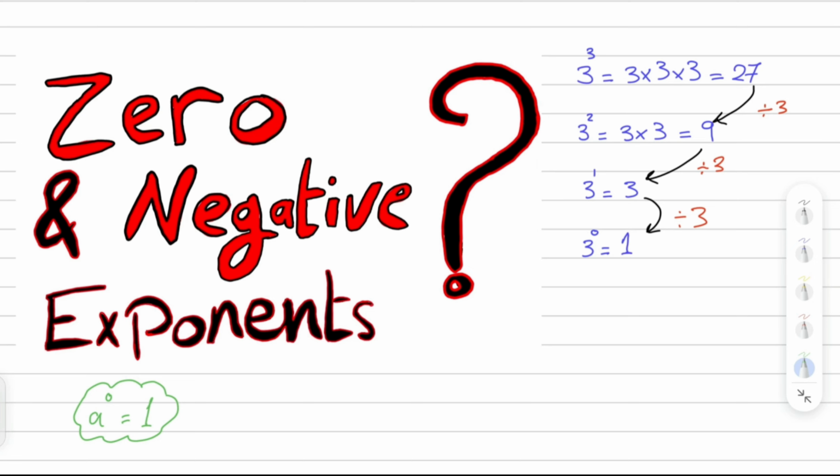Now I want you to think what will happen if we decrease the exponent by 1 more time. 3 to the power negative 1. Can you guess its value? We're going to follow the pattern. Every time we are dividing by 3. So 1 divided by 3 is 1/3. 1 out of 3.